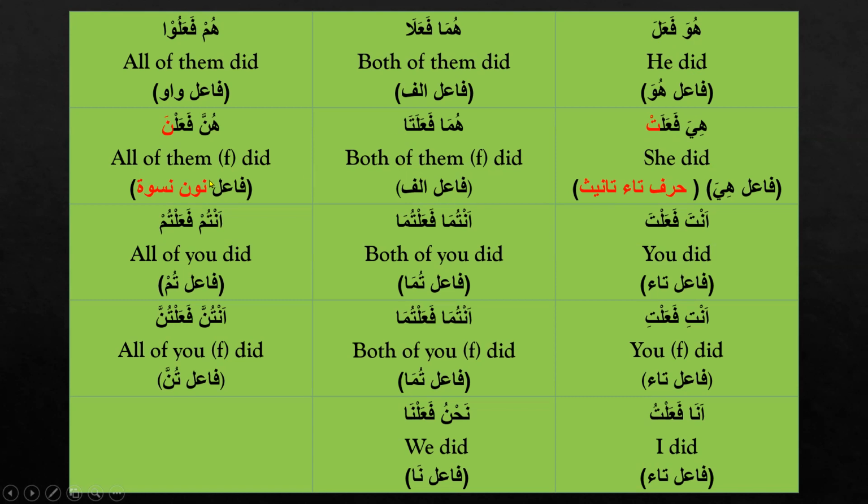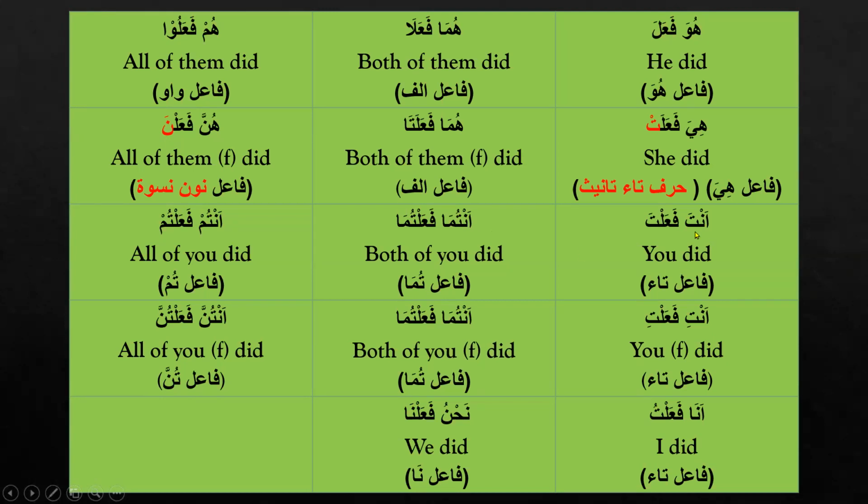Now with the sixth siga, look at the sukoon and please remember the sukoon. Hunna fa'alna, all of them females did. What is the file here? Look at the ending. Noon niswa. Why? Because noon niswa is used for the feminine gender, for the women. So all the women did, and this is a file here.